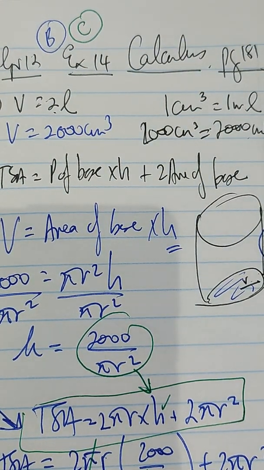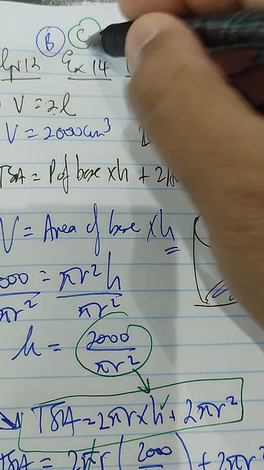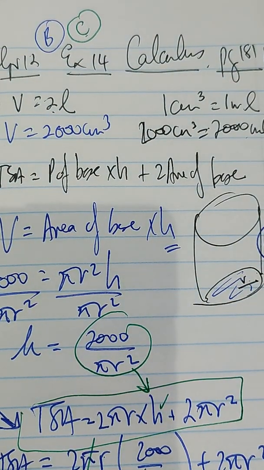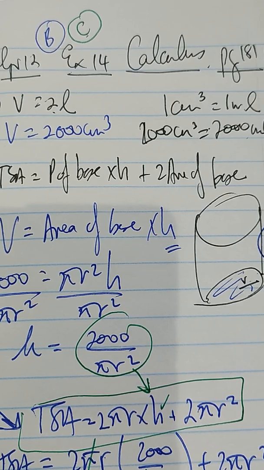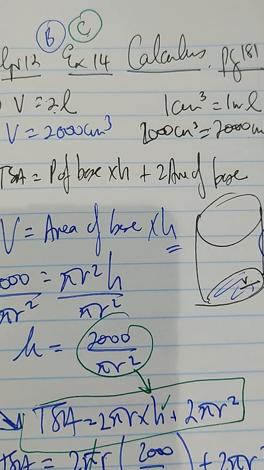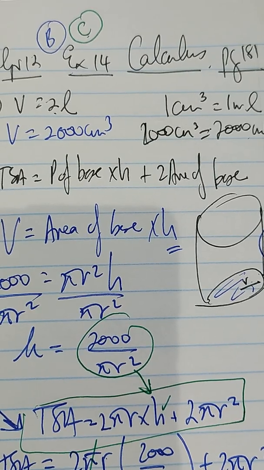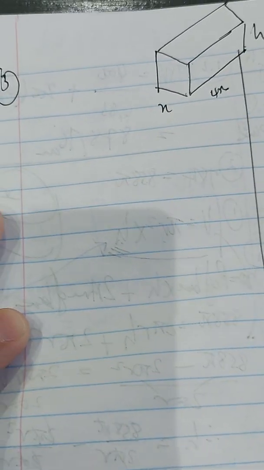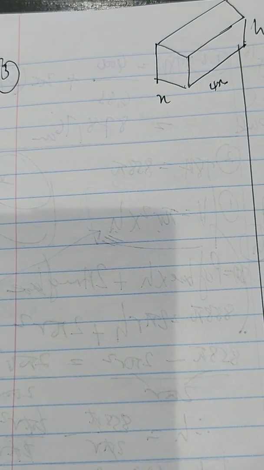Okay, so now we're looking at the third part, or the third video, of exercise 14 on page 181. I'm just going to draw the box. Okay, so this is number 3.